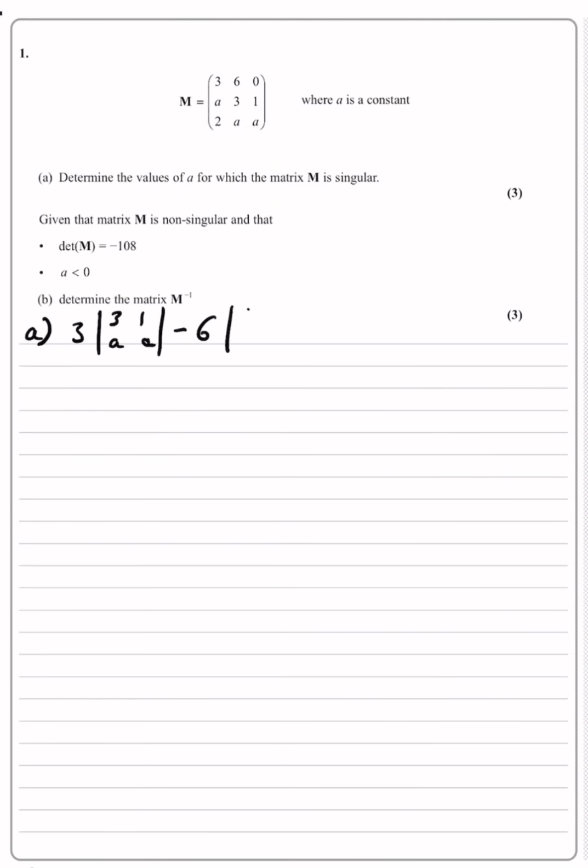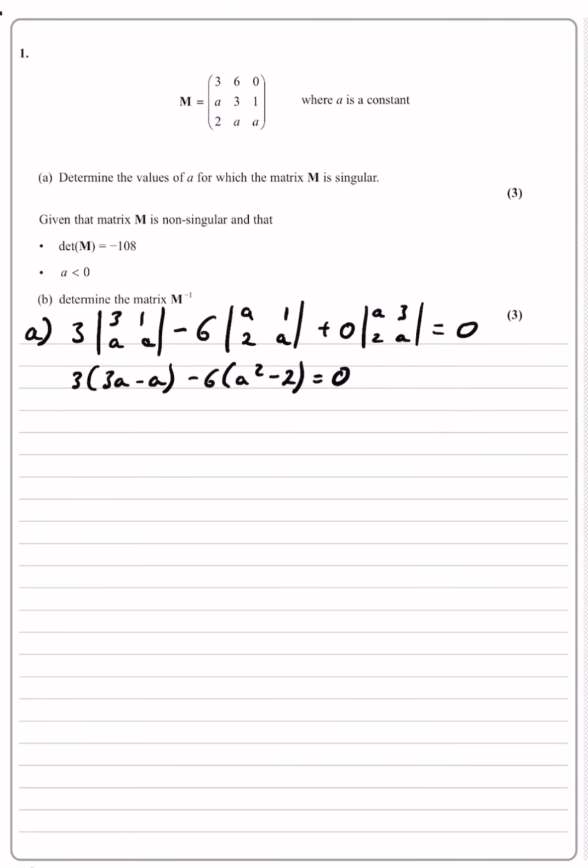There's a few ways of calculating the determinant of a 3 by 3. You can see me splitting it up into 3 sections with multiples of the 2 by 2 matrices that are there, and equating that to 0. So we've got 3 lots of 3a minus a, subtract 6 lots of a squared minus 2. The last bit disappears, and we get a nice 3-term quadratic to solve to find the value of a.